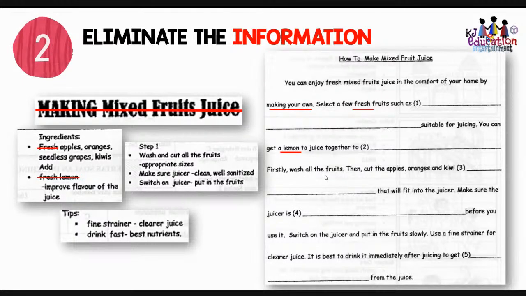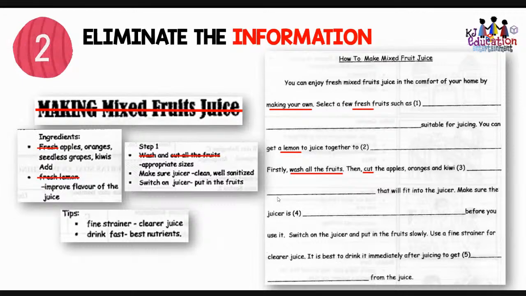Firstly, wash all the fruits, then cut the apples, oranges, and kiwi. So we have wash all the fruits. We're going to cut the word wash, and the word cut over here. We're going to cut that all off. So this is how you eliminate the information. You have to go one by one. As you read the text, you will eliminate the information this side.